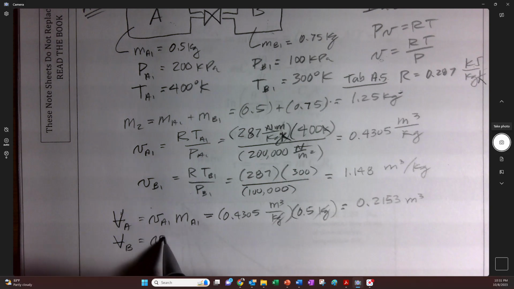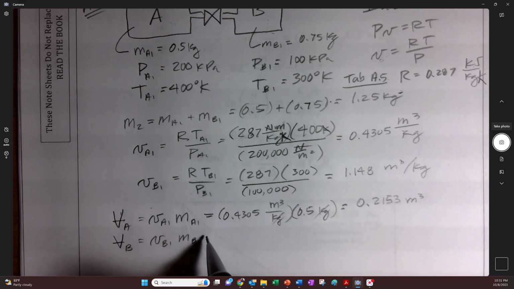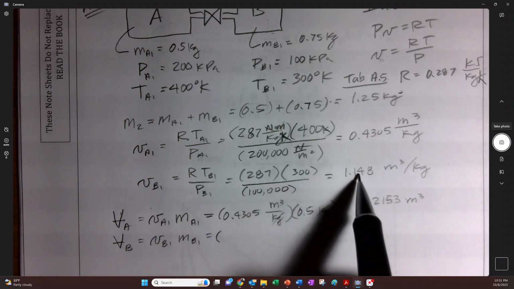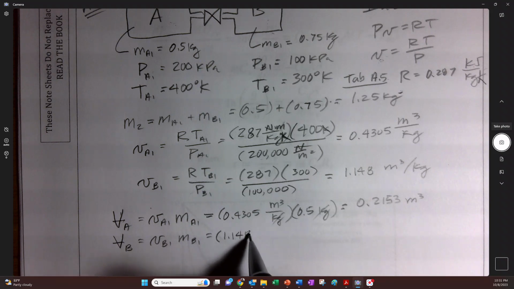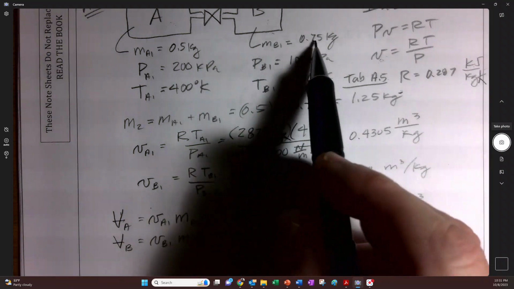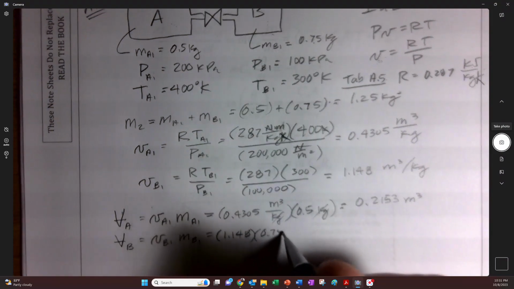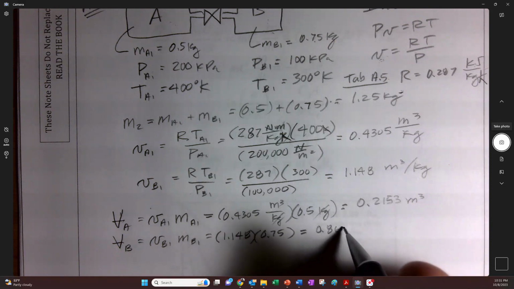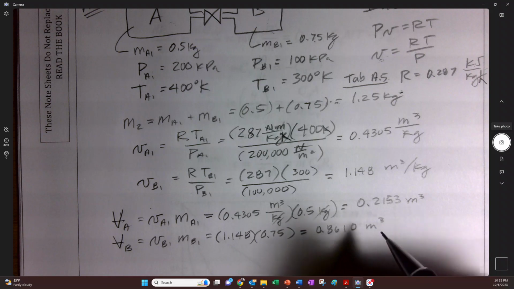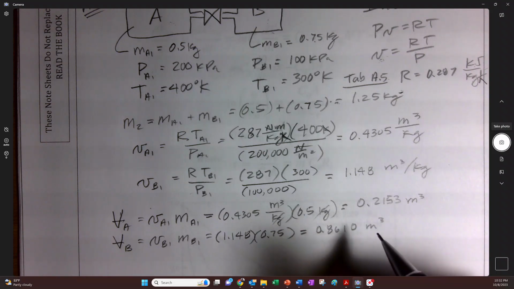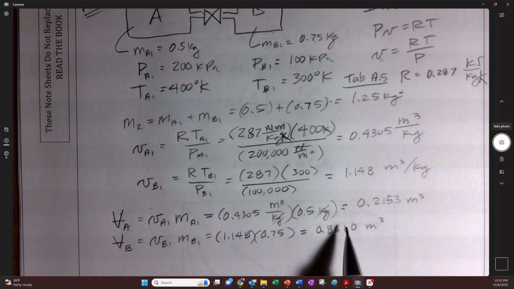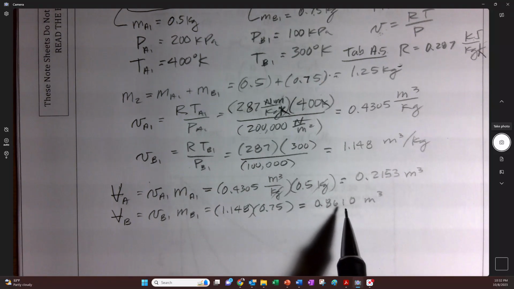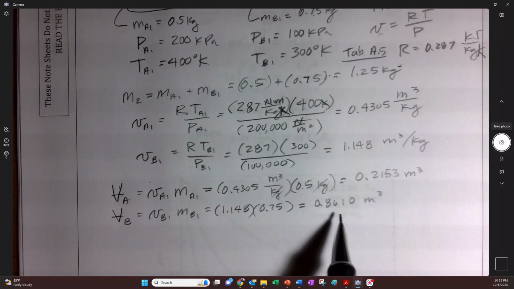VB, all the same thing, just with different numbers, right? And so this needs to be that. And the mass needs to be 0.75. And what we're going to end up with for the volume is 0.8610 cubic meters. Now there's a kind of weird thing that happens right here, a coincidence. I don't think it's just a numerical coincidence, but just be on the lookout for it. It really puzzled me, and I hope it's not a math mistake I made, but you'll see here in a second.